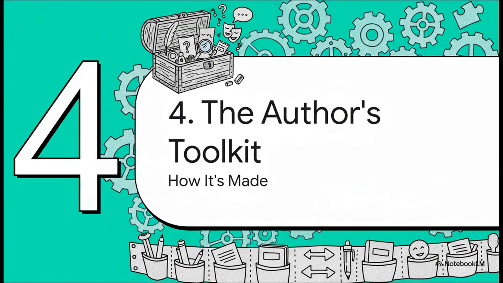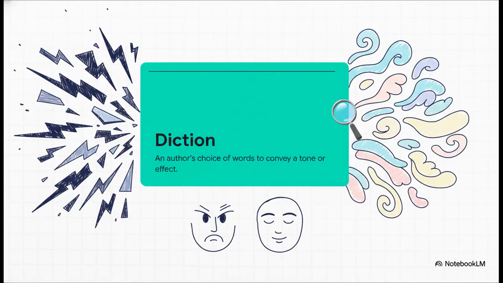But how does an author actually pull it off? How do they create these feelings? Well, they have a whole toolkit of literary devices they use. And probably the most powerful tool in that entire kit is something called diction. I know, it sounds a little fancy, but all it really means is the author's choice of words. It's that specific. Are the words they're using sharp and angry, or are they soft and gentle? That choice is absolutely central to building both tone and mood.